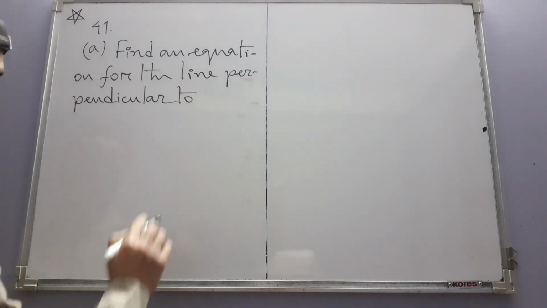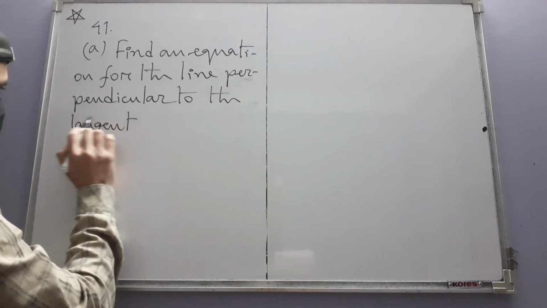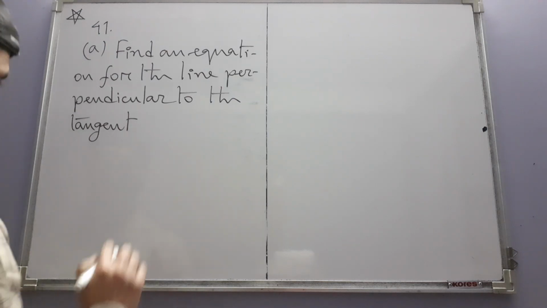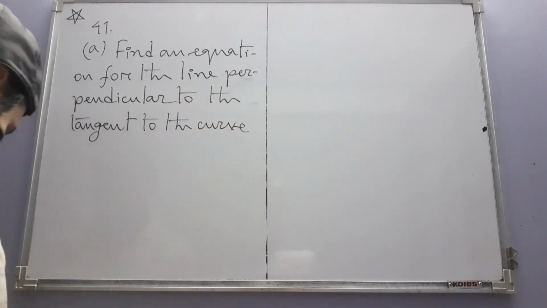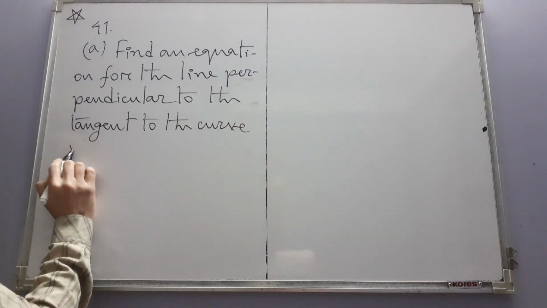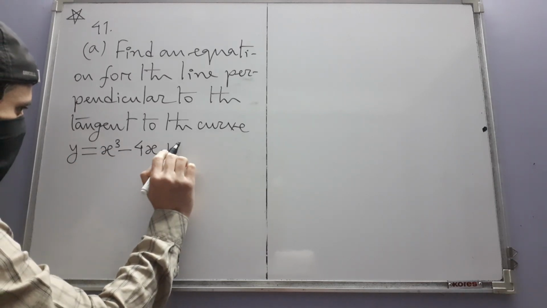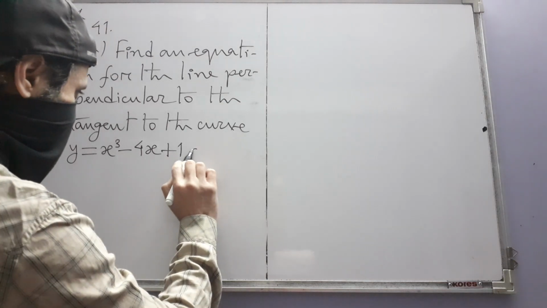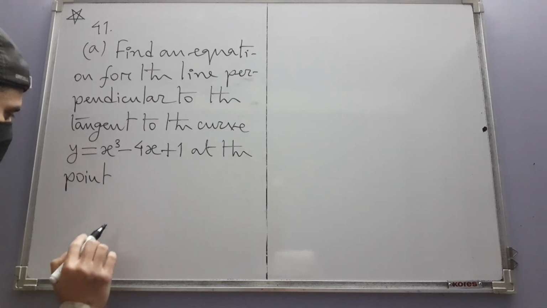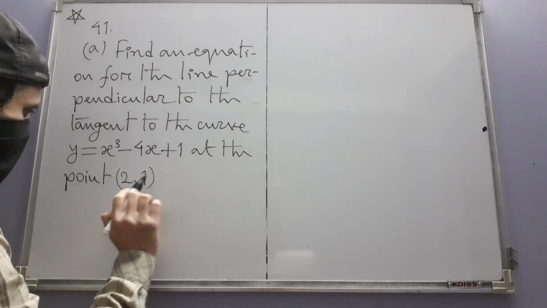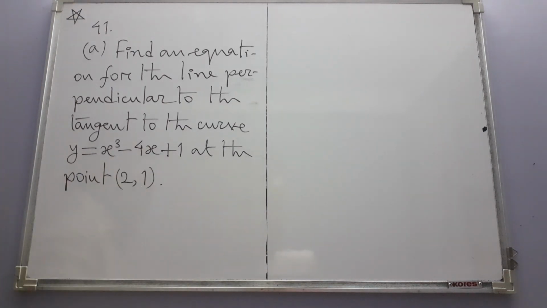perpendicular to the tangent to the curve y equal to x cube minus 4x plus 1 at the point 2, 1. Now we will see the other parts also, but let us first solve this itself, here itself.